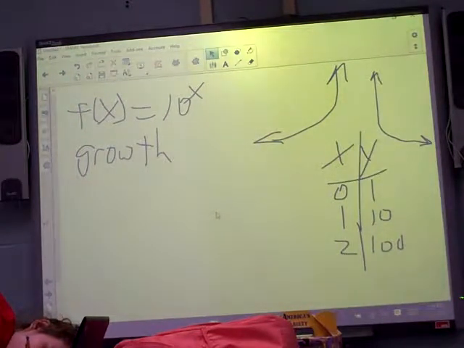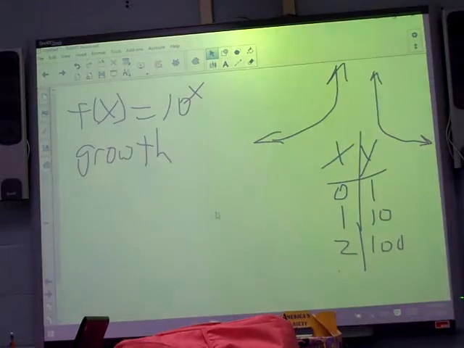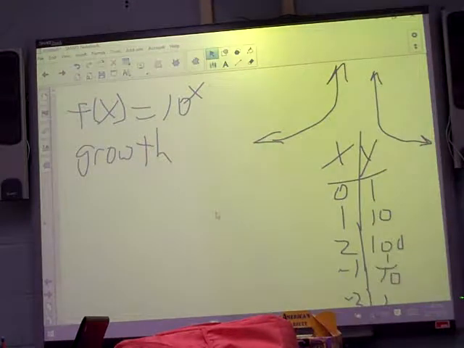What if I go the other way? Am I ever going to get to nothing? What if I plug a negative 1 in? What's 10 to the negative 1? Not negative 10. Good. It's 1/10. It's 0.1. So remember, when you have a negative power, it flips it and makes it positive. It took the reciprocal of 10, 1/10. So if I did 10 to the negative 2, it would be 1/100th.